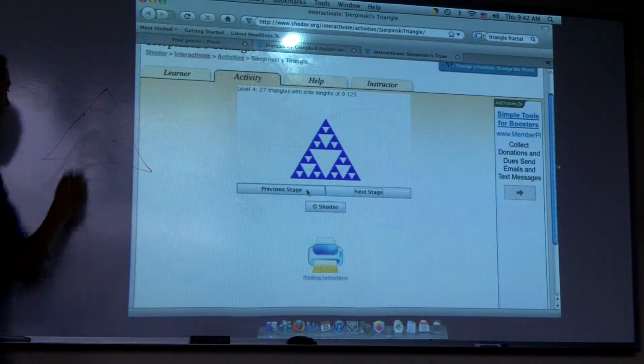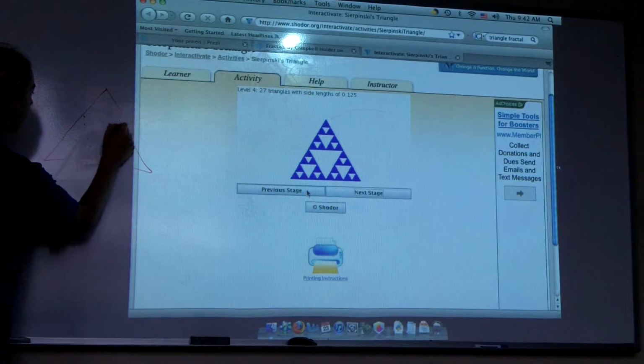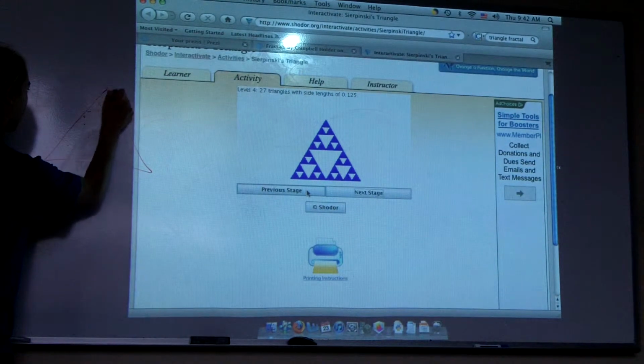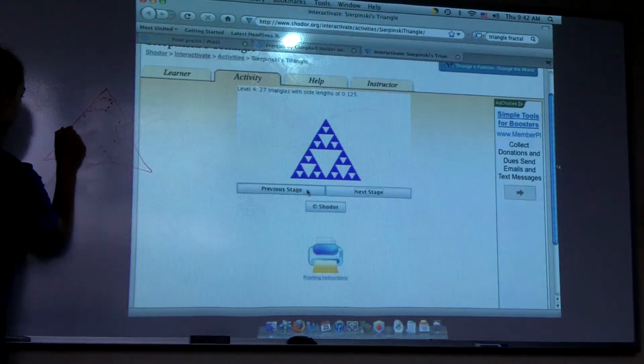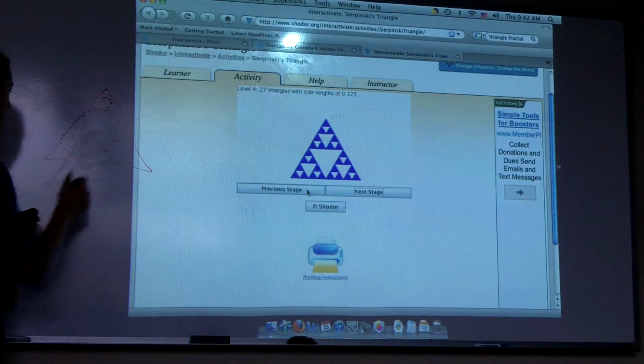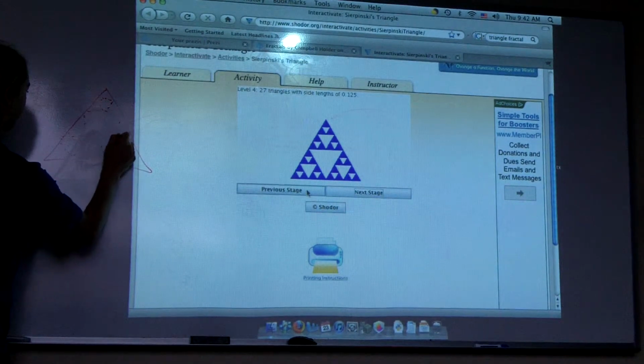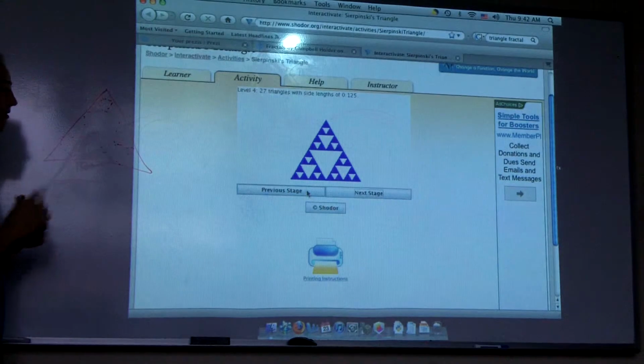Eventually, the dots would fill in all of the blue areas, essentially, and leave the white spaces open. It's hard to visualize, but that's what it would do.